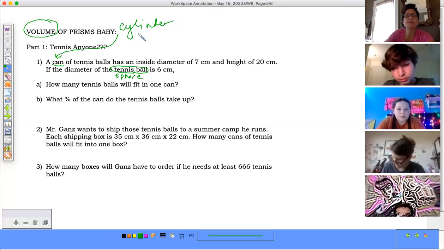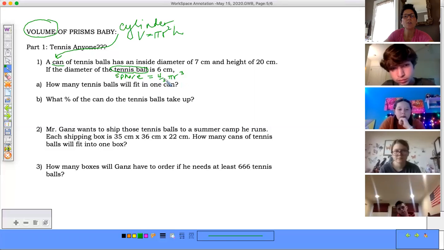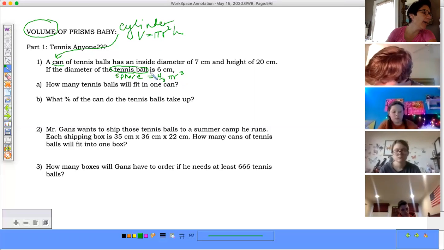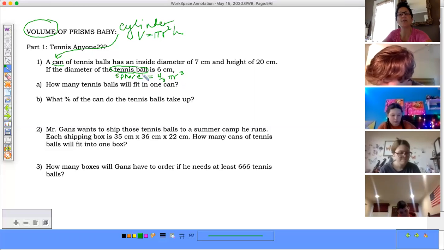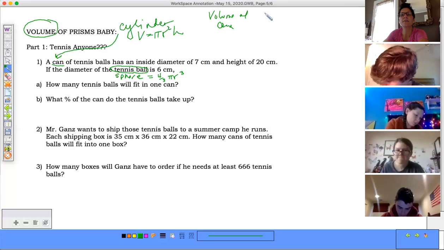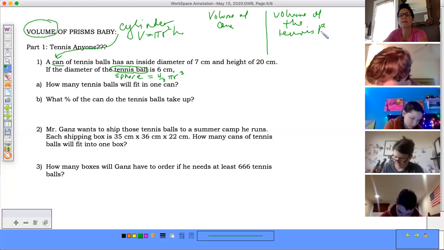So how about this? We know the volume of a cylinder is equal to pi r squared h, and we know the volume of a sphere is 4/3 pi r cubed. So if your last name goes from A through L, go get the volume of the can of tennis balls. And then M through S, you guys are gonna get me the volume of the tennis ball, okay? That way we're working together, volume of the can versus the volume of the tennis ball, okay?